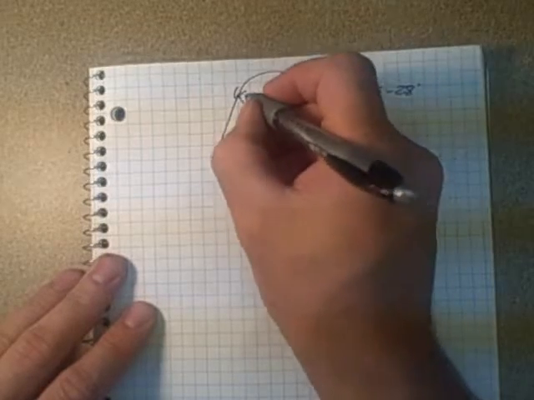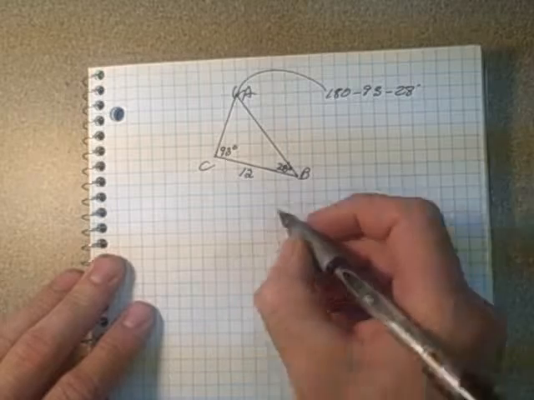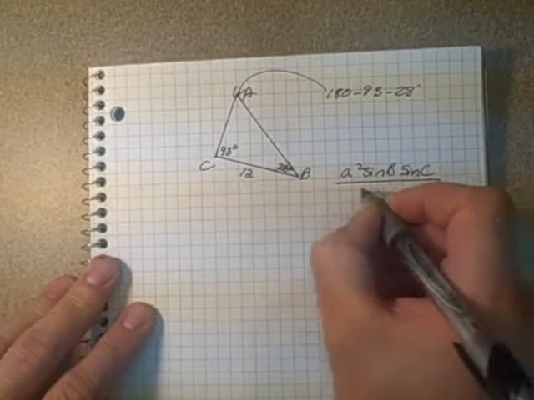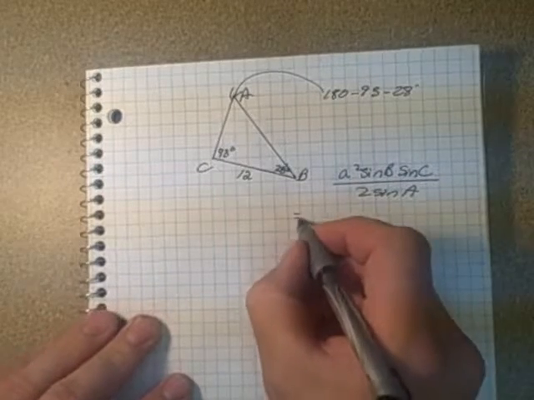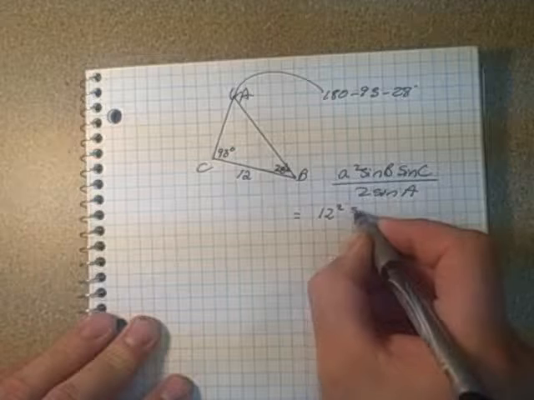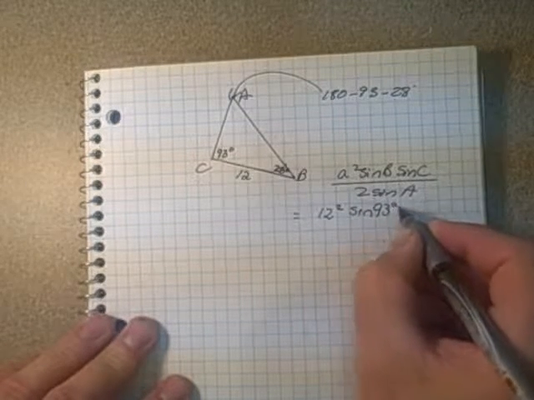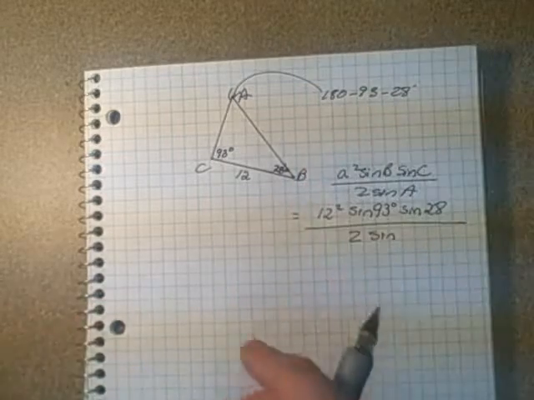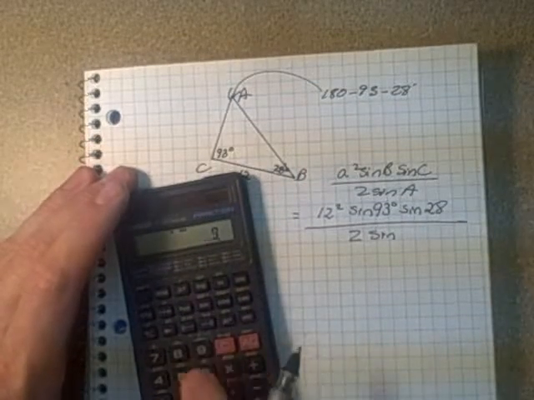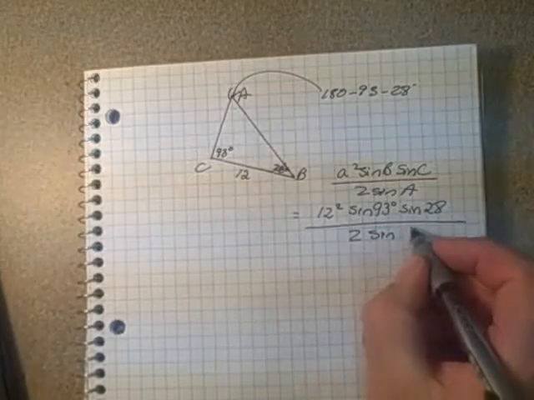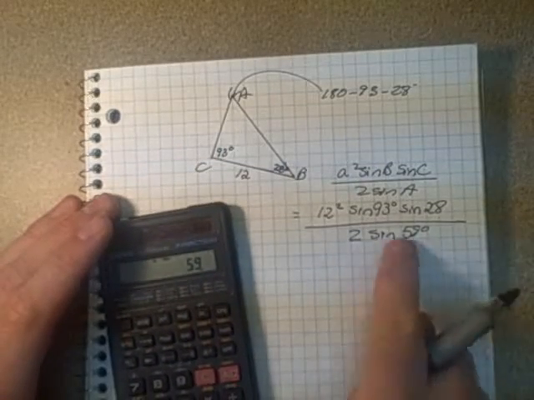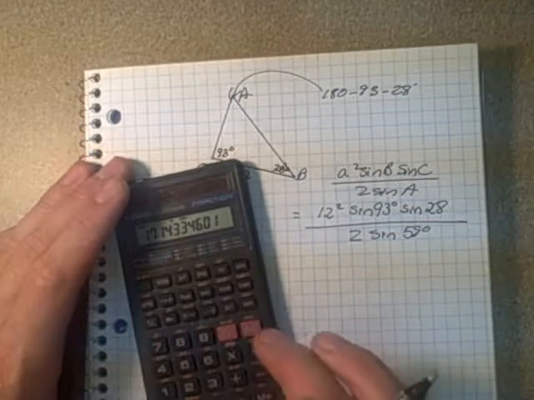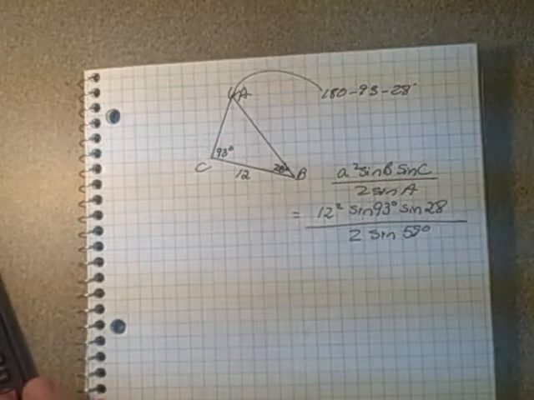So if we said that this was A, B, C, we're going to use A squared sine B sine C over 2 sine A. So working this out, that's 12 squared sine 93, sine 28, over 2 sine of whatever this would work out to be. So that would be 180 minus 93 minus 28, which is 59. So I'm going to calculate the bottom first, sine of 59 times 2, and I'm going to plug that into my memory in my calculator. Okay, so that 1.171 is in my memory.